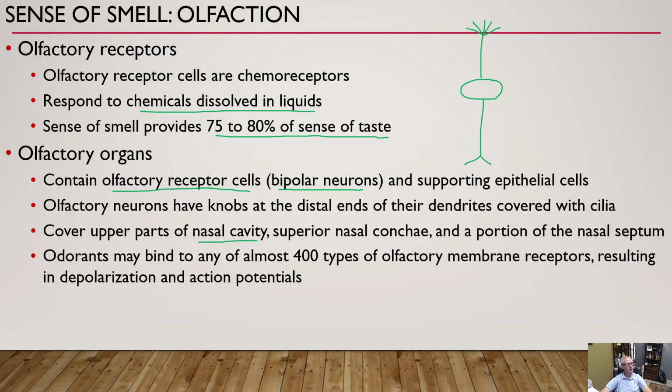So it contains the upper parts of the nasal cavity, the superior nasal concha. We'll look at your nasal septum. Your nasal septum is what you get pierced if you have a nose ring, like that circular ring that hangs out of your nose. We can smell almost 400 types of smells, so we have about 400 types of membrane receptors.